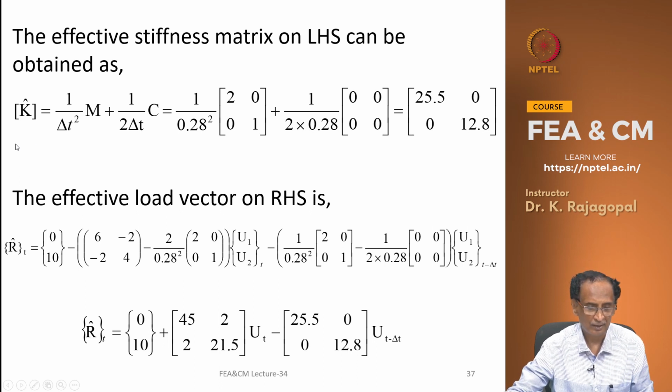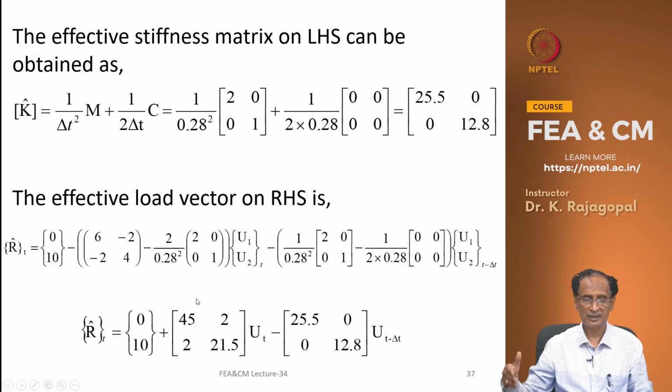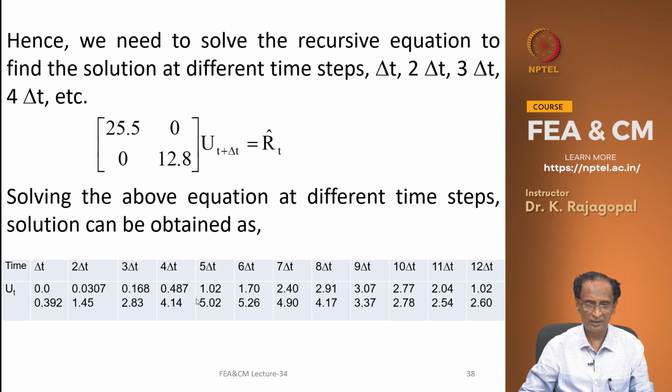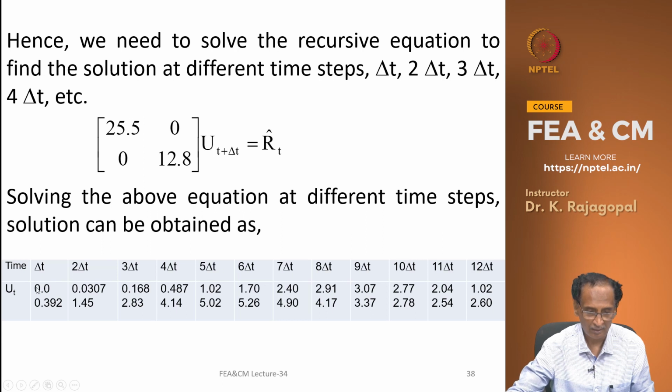And then this is our k hat, the effective stiffness matrix, which is m by delta t square plus c by 2 delta t. It's a constant value in the explicit method. Then the effective load vector, the right hand side, is given like this, and as the displacements are changing, the right hand side will go on changing. We can solve this recursive equation, and we get the solutions at different time steps: delta t, 2 delta t, 3 delta t, 4, 5, 6 and so on.